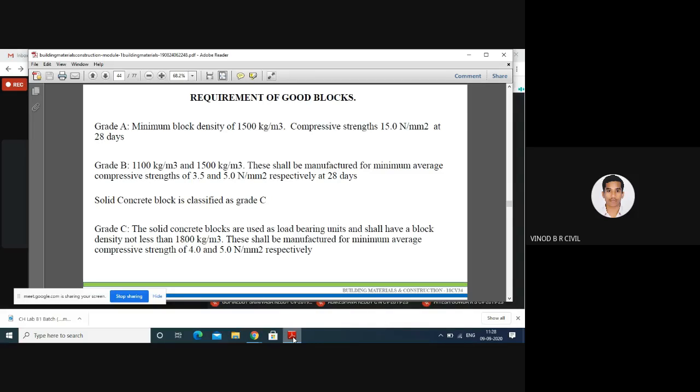And requirement of good blocks: grade A, minimum block density of 1500 kg per meter cube, and compression strength is 15 Newton per mm square at 28 days curing. Okay, means there are different types of grading of blocks. Like in last class we discussed first class brick, second class brick, third class and fourth class brick. Here also the block classifications are different.